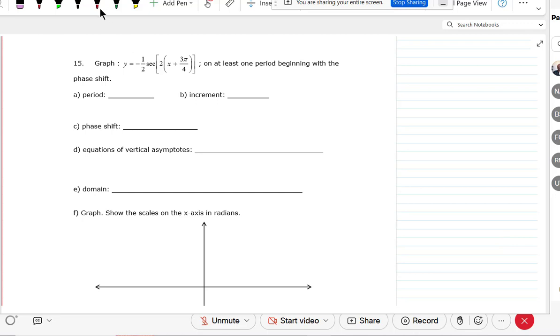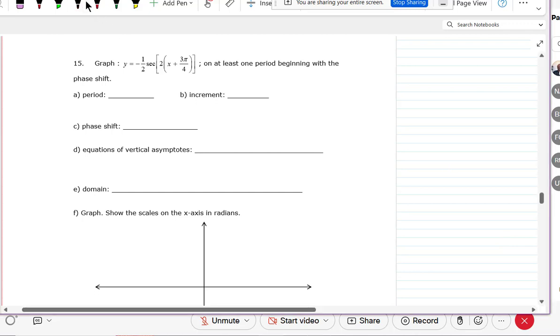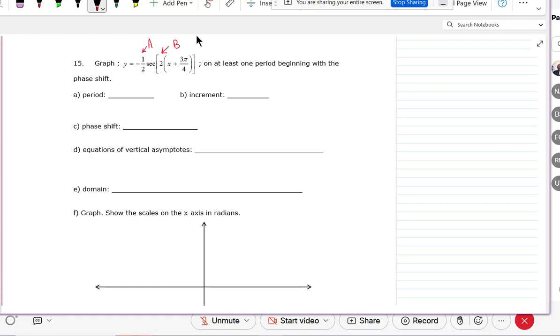So graphing is kind of a big deal. It's one of the problem areas that students sometimes have with calculus. So the idea is when you're doing a trig function, you've kind of got these pieces right here. I'm going to use the letter A to represent that negative 1/2. I'm going to use the letter B to represent that 2. I'm going to use C to represent that. Okay. So this thing is already in a factored form.